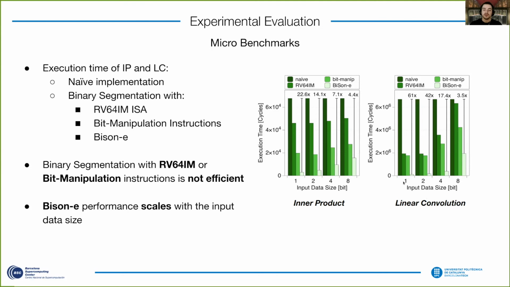It is also necessary to note that with BiSone, the speed up obtained scales with the input data bit width, while for the other implementation, like the one using binary segmentation, this doesn't happen. And this is because the pack and the extract phase add overhead in the computation. And so, although we have a speed up with respect to the naive implementation, we don't see a scaling in the performance.